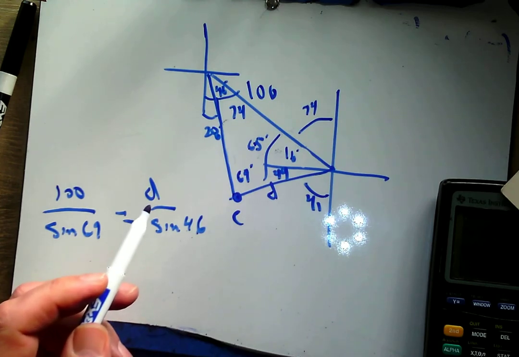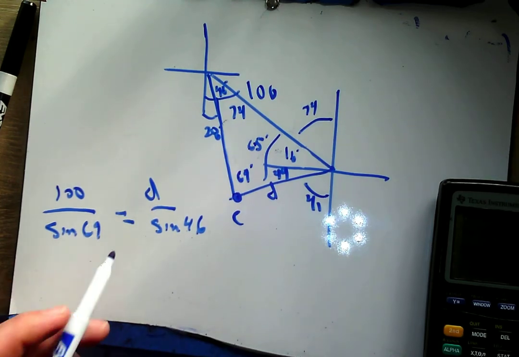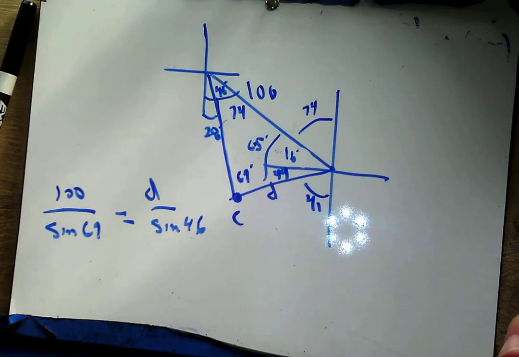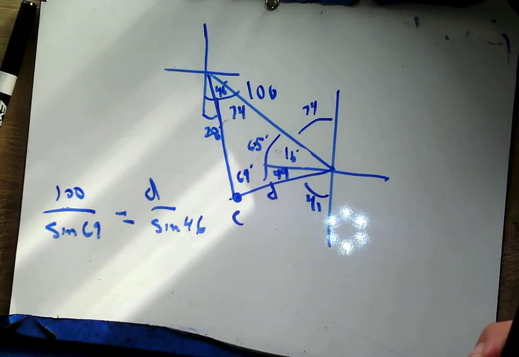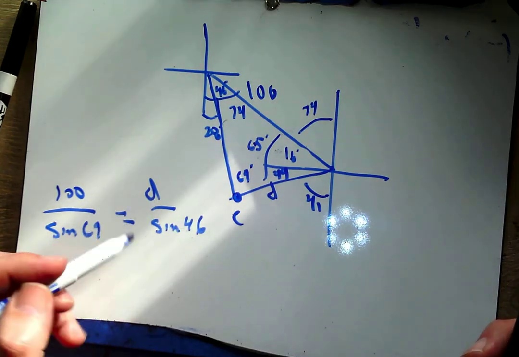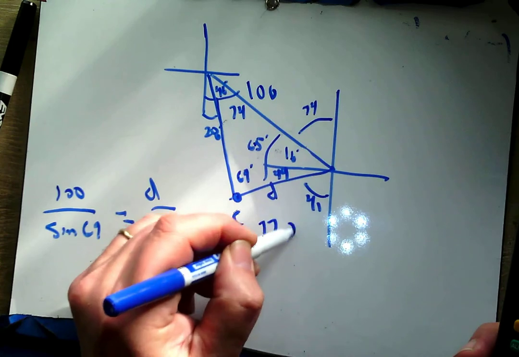Excellent, excellent. And what should we end up with? Well, let's see, 100 sine of 46 divided by sine of 69. And I get 77.052 miles.